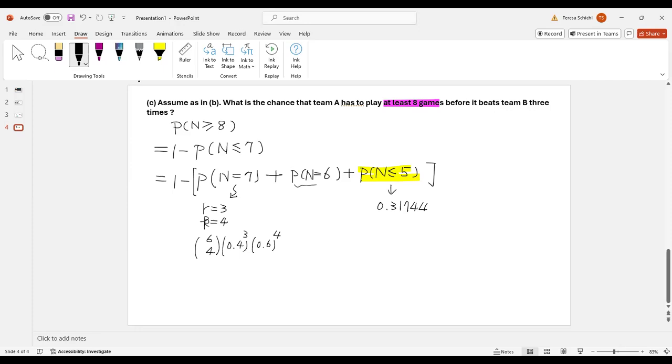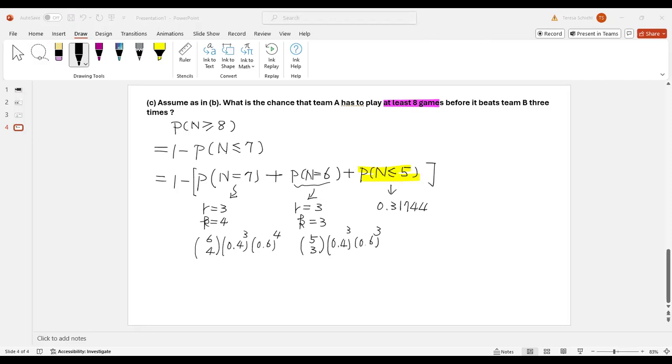Then for N equal to 6, I'm still going to get a third win. Then the K, I'm going to have 3 fails here. So this one will be R plus K minus 1, so it's 5 choose 3. So this is 0.4 to the third power and 0.6 to the third power. Now let's put it into the calculator and take a look at our values here.